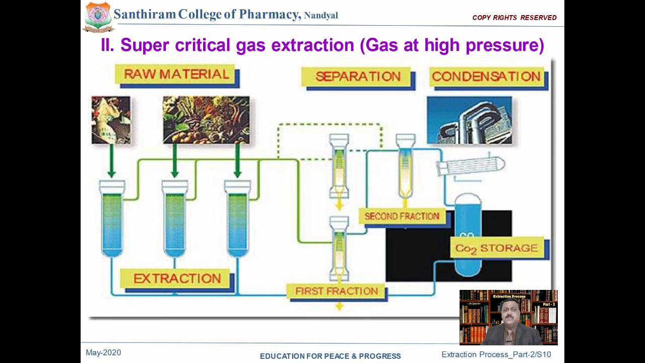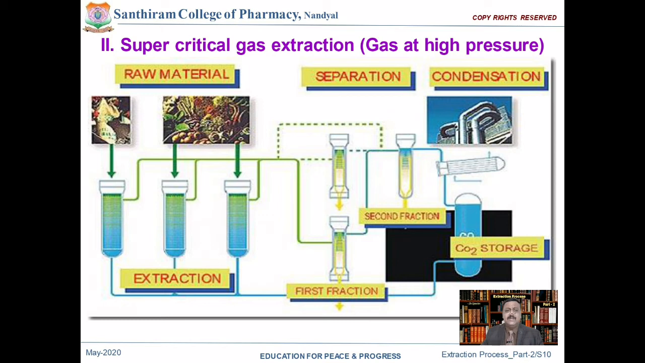So what is supercritical gas? A gas at high pressure is called a supercritical gas. And what happens to the gas when you apply high pressure? The gas will liquefy, right? So in this case, we use a supercritical gas or a compressed gas to extract the active ingredients from the plant sample material, right?